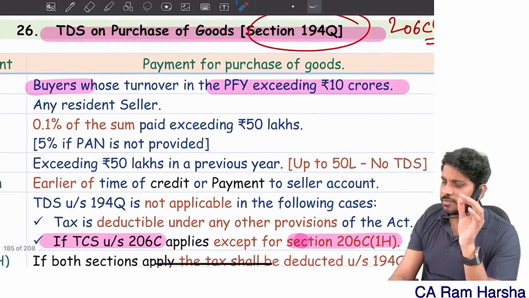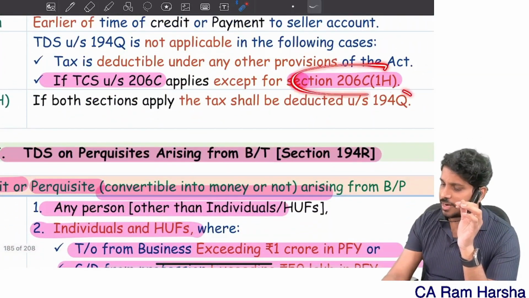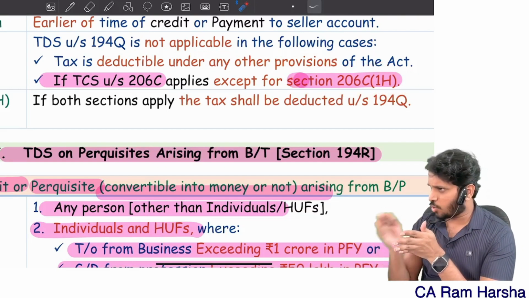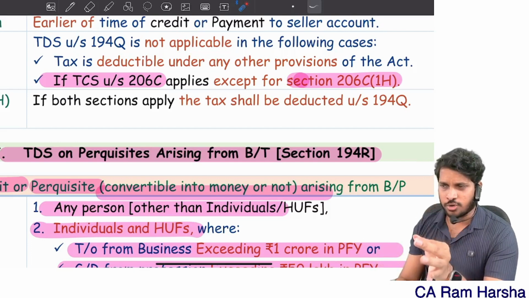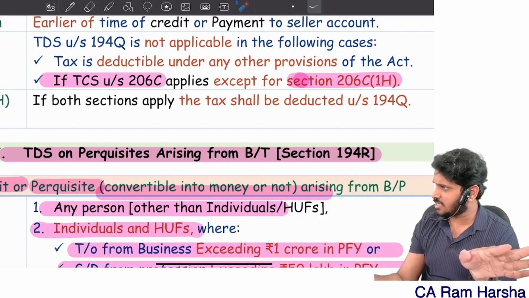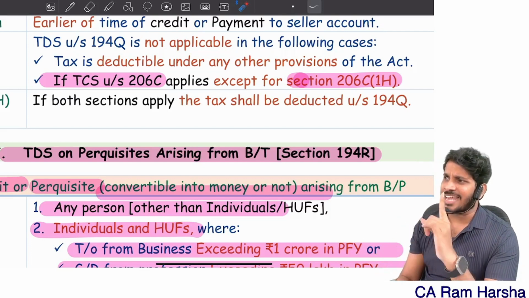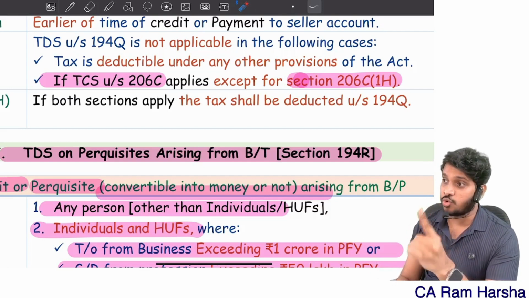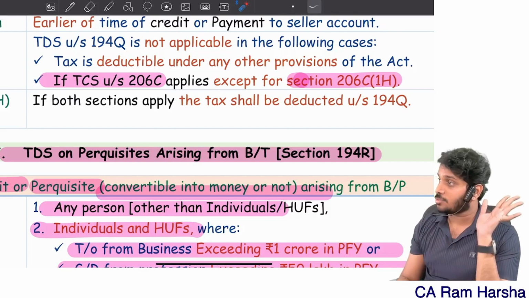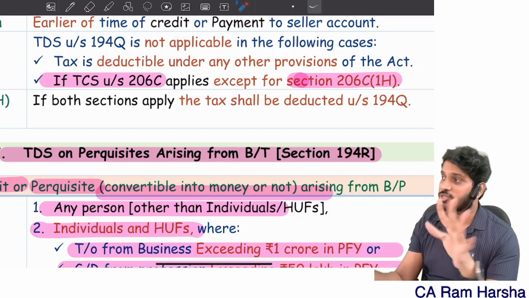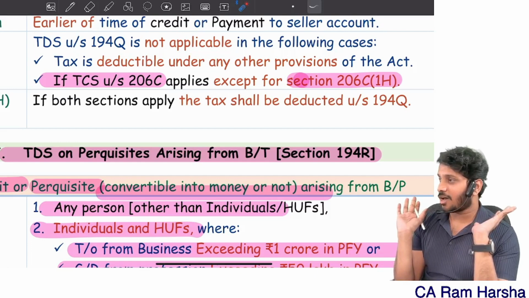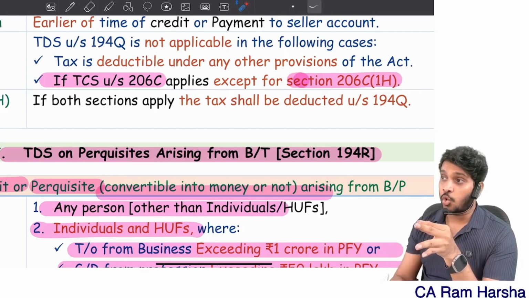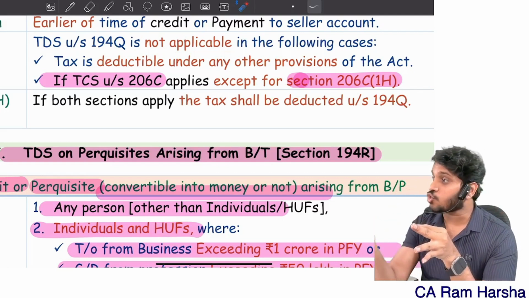So, which goods are covered under 194Q? Which goods are covered under 206C 1H? Same goods. In both sections, all goods are covered except 206C 1 goods, 206C 1F goods, 206C 1G goods. Except these three, all other goods are covered under these two sections. Are you getting it?